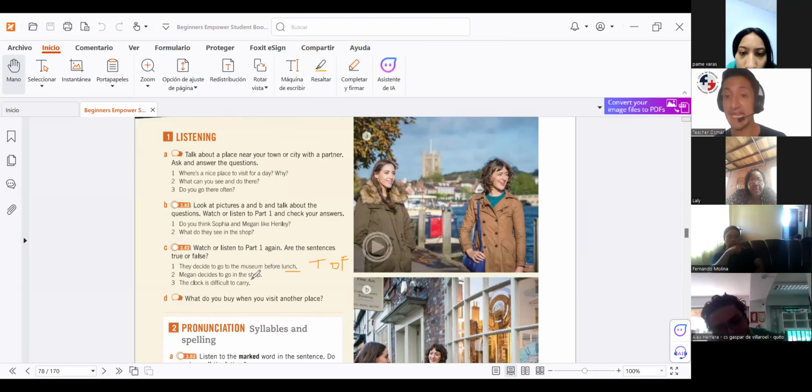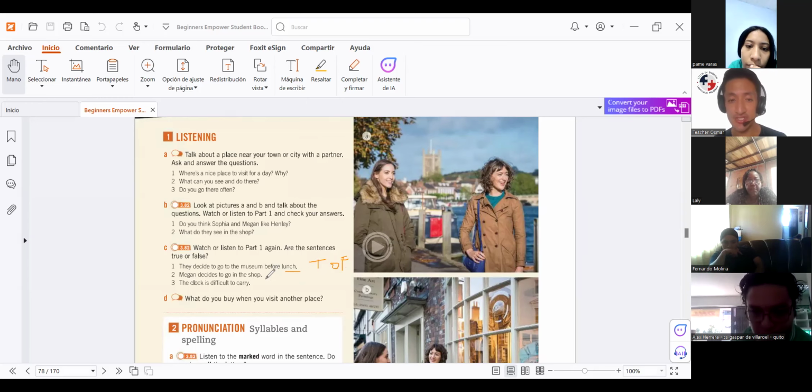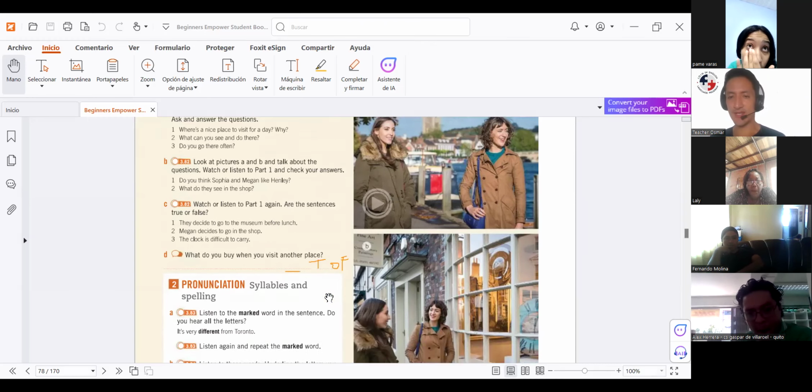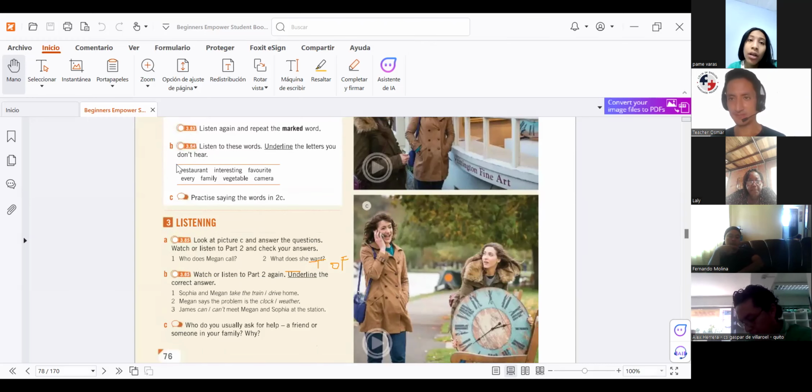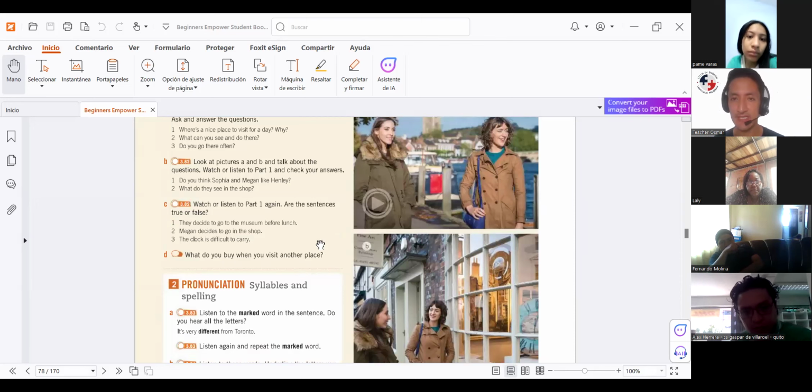Number two, Megan decides to go in the shop. Megan decide ingresar a la tienda, to go in the shop. And finally, number three, the clock is difficult to carry. Let me share you the clock. The clock is difficult to carry, right? We are going to watch the video and we are going to identify if these sentences are true or false. ¿Estamos? We got it? Yes. Okay, so please concentration, because here we go, okay?